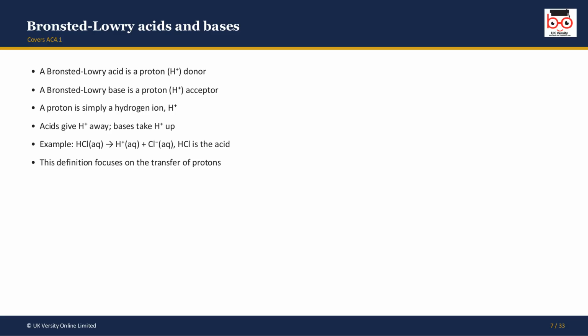Now, the central definition of this outcome from Bronsted and Lowry. A Bronsted-Lowry acid is a proton donor, and a Bronsted-Lowry base is a proton acceptor, where a proton is simply a hydrogen ion. So acids give hydrogen ions away, and bases take them up. When hydrochloric acid dissociates into a hydrogen ion and a chloride ion, the hydrochloric acid is the acid, donating its proton. The whole definition centers on the transfer of protons.